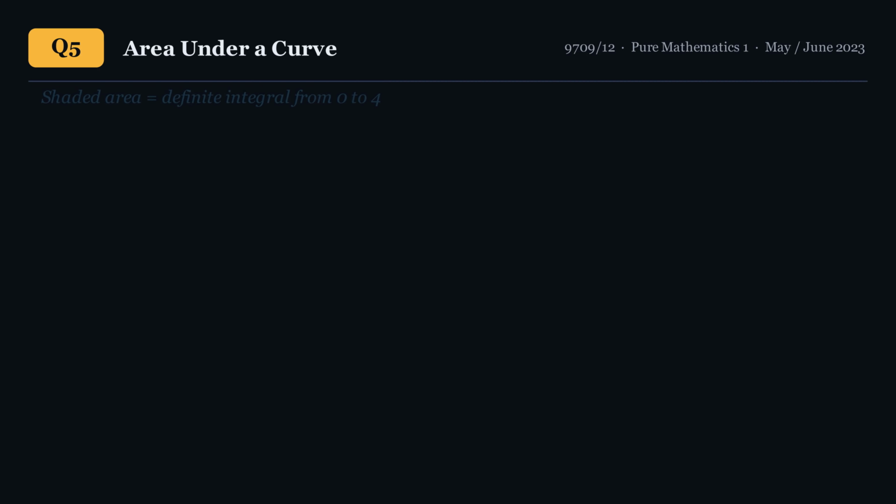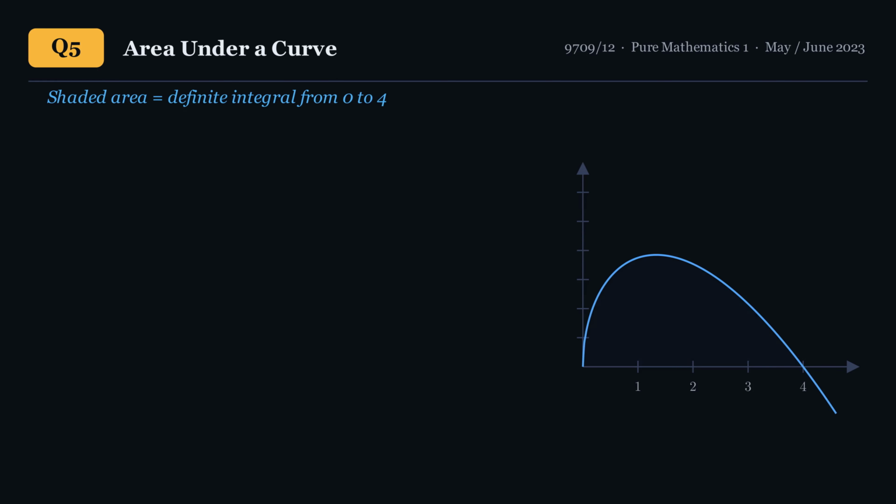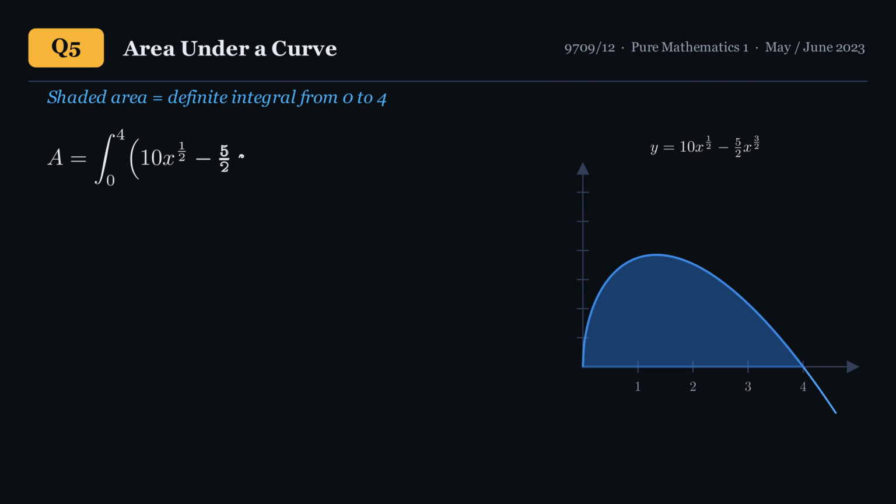Shaded area means a definite integral from 0 to 4. Sketch the curve. The shaded region sits between x equals 0 and x equals 4. Write area equals the integral from 0 to 4. Integrate the first term, 10 root x.